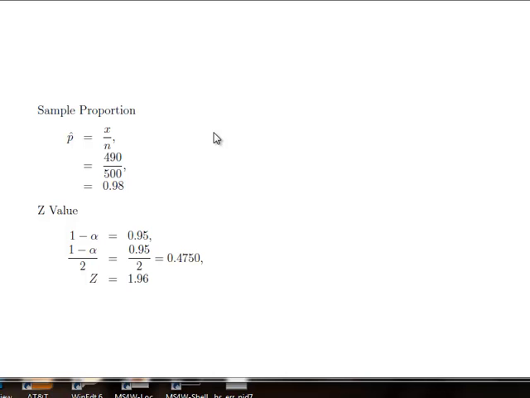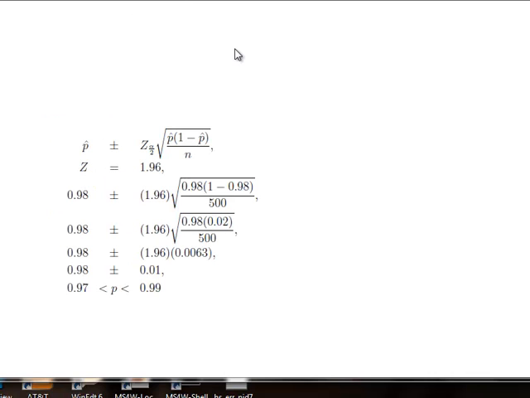Since this is an interval about a proportion, we're going to use a z-value. So we need to get 1 minus alpha is equal to 0.95, and 1 minus alpha over 2 is 0.95 over 2, or 0.4750. And when I look that up in the table, I get 1.9 from the left and 0.06 from the top, or 1.96.